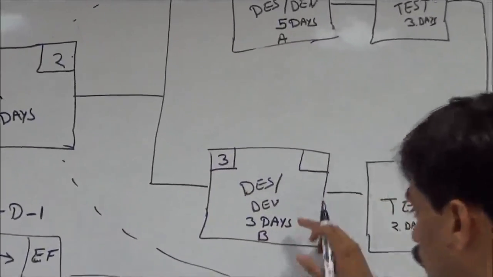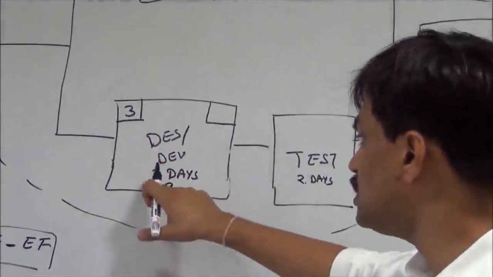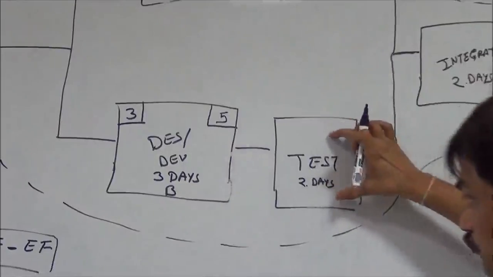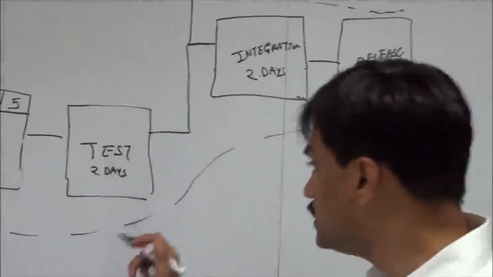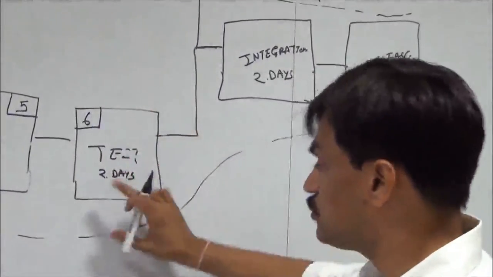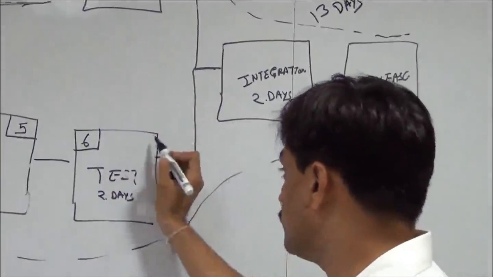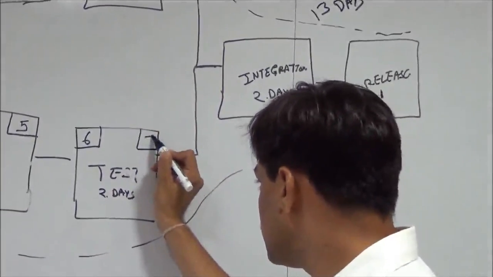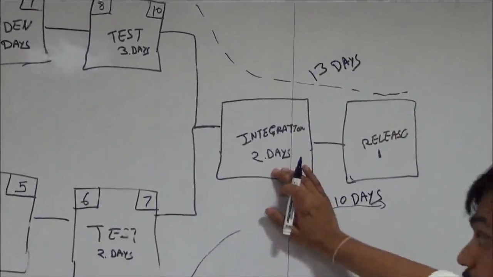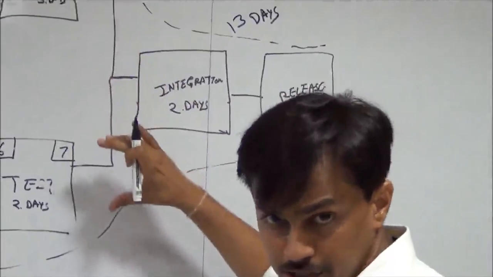Early finish for design and development of module B is 3 plus 3 minus 1, which is 5. Early start for the testing of module 2 is 5 plus 1, 6. And early finish for testing of module 2 is 6 plus 2, 8, minus 1, 7.